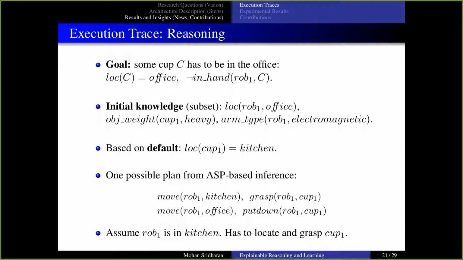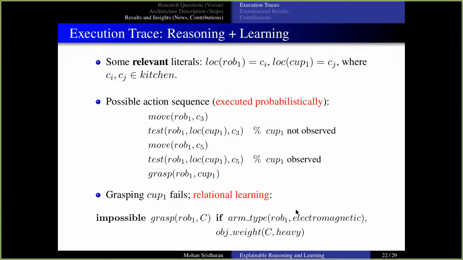So the first one is if you're given a goal that a cup has to be in the office and you have the default knowledge that cups are usually in the kitchen, then the plan would be that the robot moves to the kitchen, grasps the cup, comes back to the office and puts it down. And now each such action has to be executed probabilistically, and I'm just showing you the relational statements instead. And in the end, the robot succeeds.